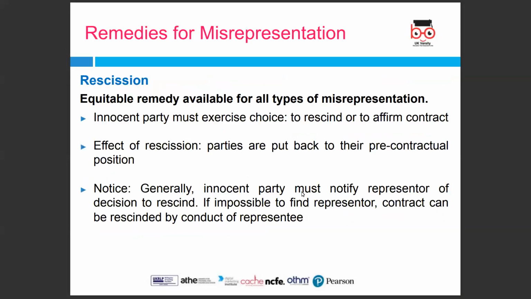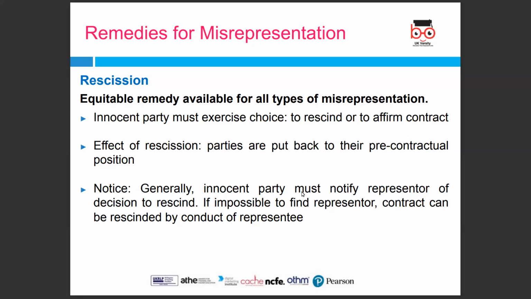Now we're going to look at the remedies for misrepresentation. So the first remedy is rescission. It's very important in this section to identify the remedies available because they explain the different scales of damages available to each type of misrepresentation. So the first one we're going to look at is rescission. This is an equitable remedy available for all types of misrepresentation.